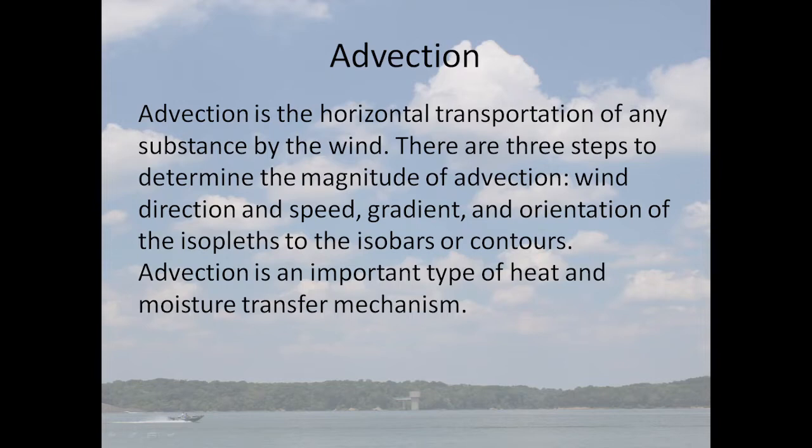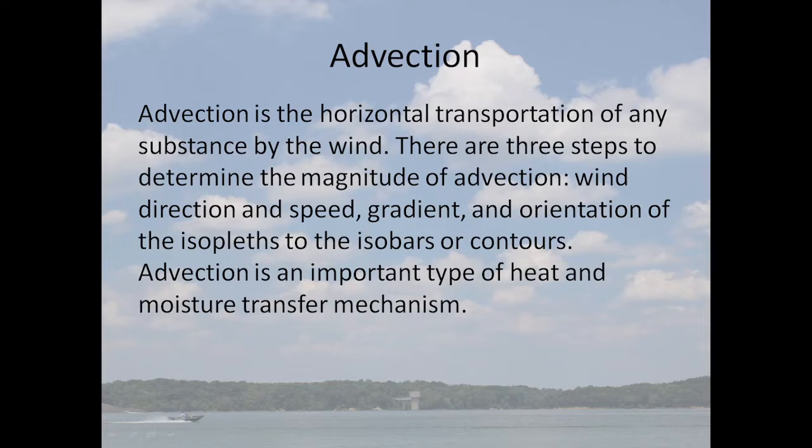There are 3 steps to determine the magnitude of advection: wind direction and speed, a gradient, which is an indication of wind direction and speed, depending on how tight the isobars are, and we'll cover that in a minute, and the orientation of the isopleths to isobars and contours. So when we talk about isopleths, that is the lines of equal anything. They could be lines of equal moisture. It's just a generic term to cover anything.